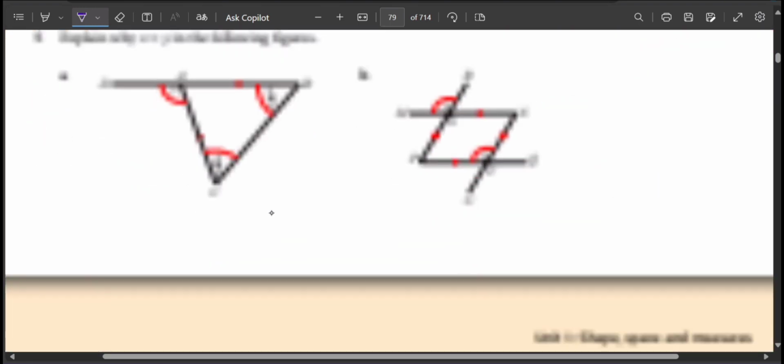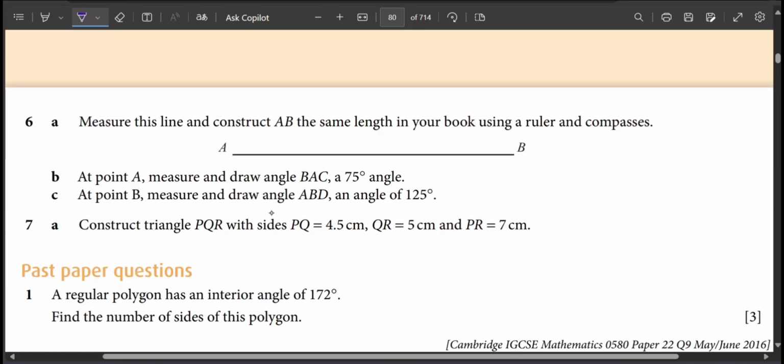Yeah. Okay, measure this line and construct AB the same length in your book using a ruler and a compass. So basically all you need to do is measure this line. I think it's probably something like 10 to 11 centimeter, and then we are going to make it on our own using a ruler and compasses. This is a very simple task. All you need to do is put A over here and then draw a line as long as you want, and then if this is for example 10 centimeter, you are going to open your compass to 10 centimeter and make an arc till 10 centimeter, and you're going to mark it B and then write 10 centimeter over here, and this way this part will be done.